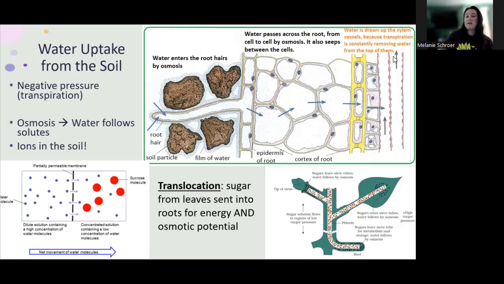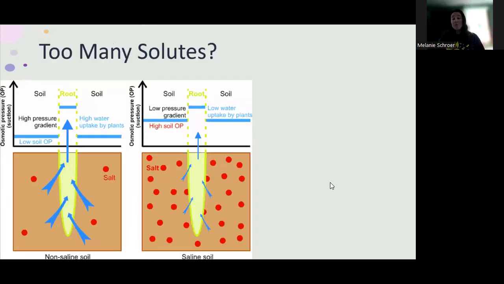This is important to our discussion of ecology because there are plenty of situations where there are just too many solutes. Okay, so too many solutes in the story. Okay, to orient you to this image, this is the normal situation. So non-saline soil, healthy, happy, non-salty soil. This is saline soil, right? So what you might find at the beach, right, or anywhere with salt water. Also, there are plenty of human applications, including fertilizer application, right?